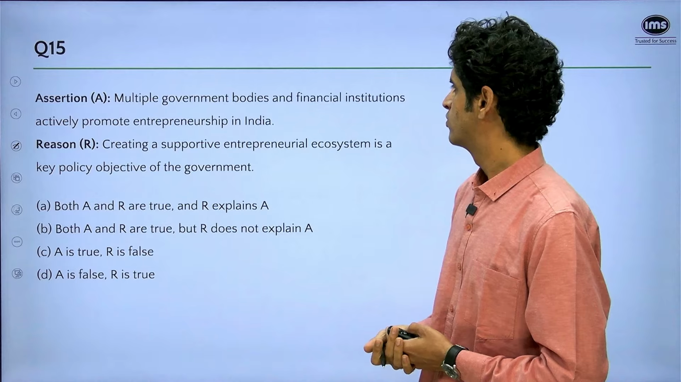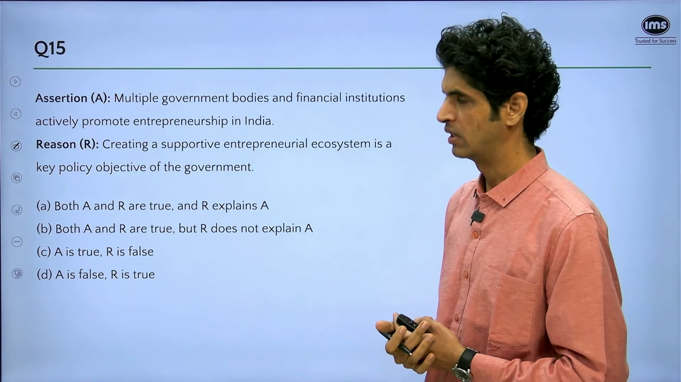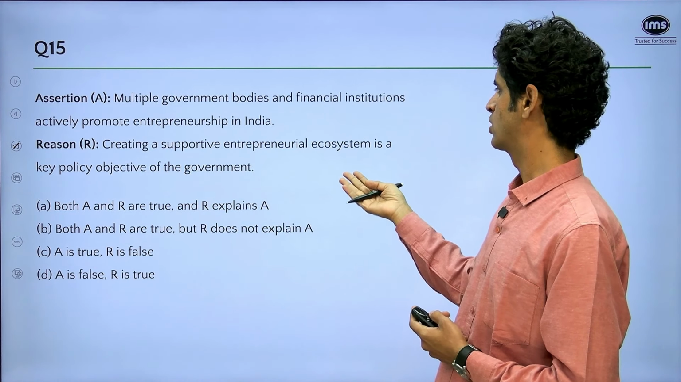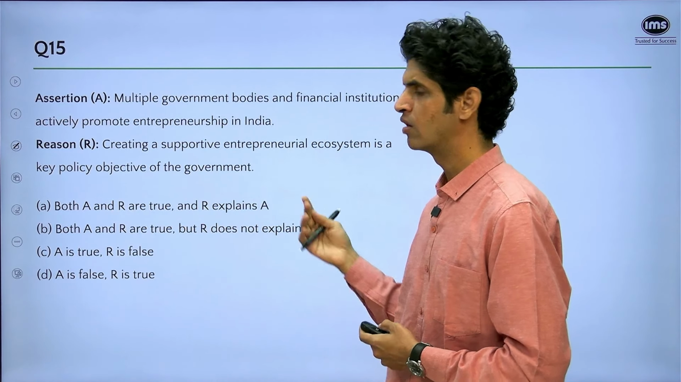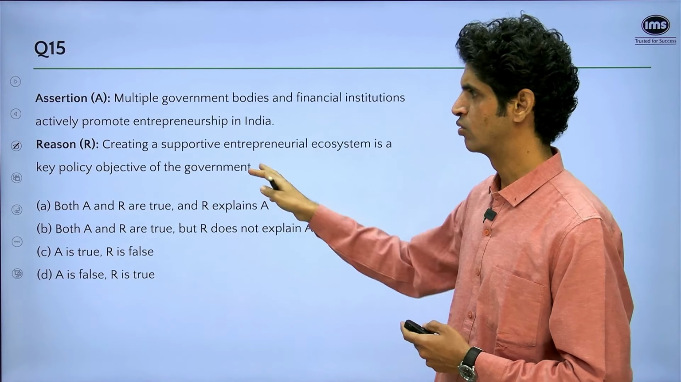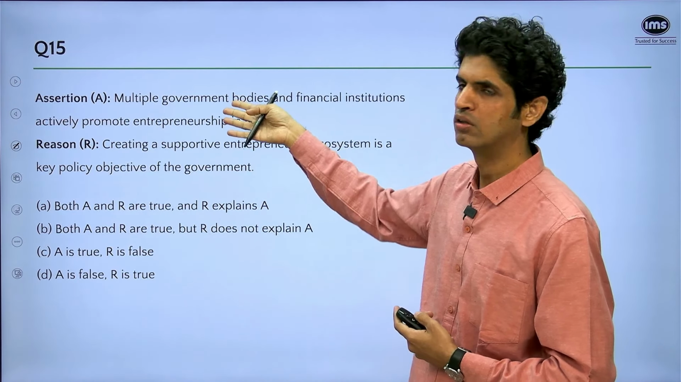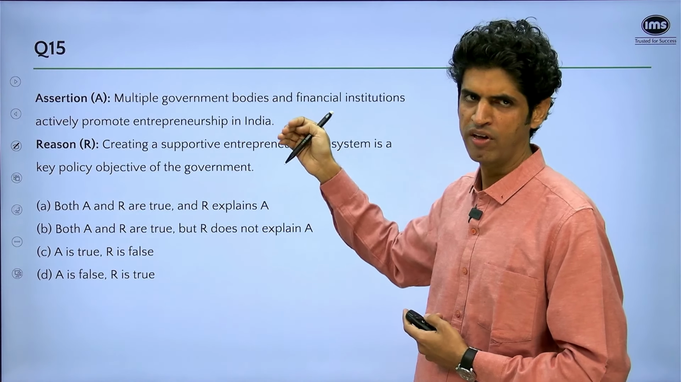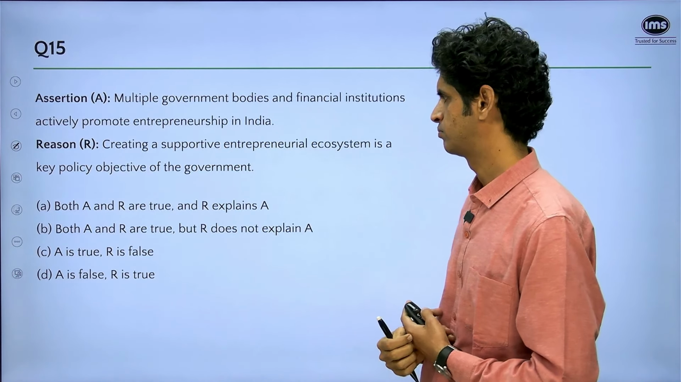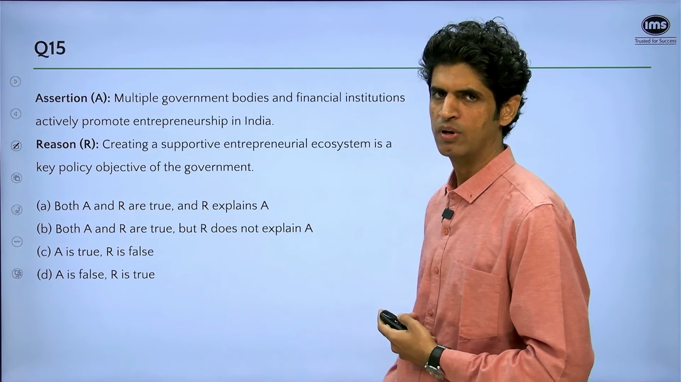Multiple government bodies and financial institutions actively promote entrepreneurship. Yes. Why? Creating a supportive entrepreneurial ecosystem is a key policy objective of the government. You want people to prosper. You want the GDP to rise. This is going to be a good way to do it. So this is happening precisely because they want this to happen. So A is fair, R is correct, and R explains A very well. We pick both A and R are true, and R explains A.